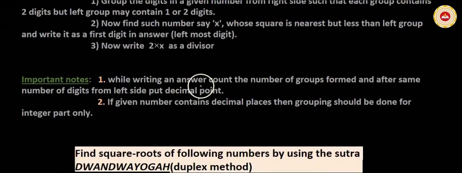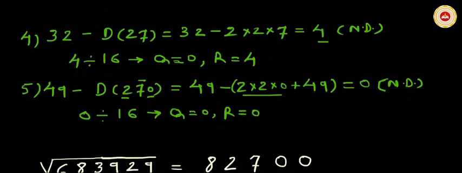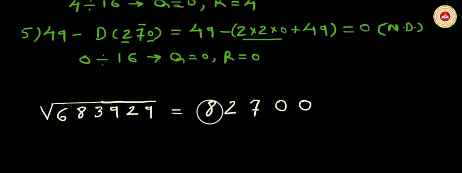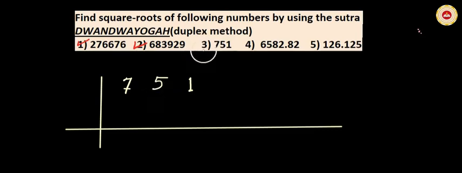See, while writing the answer, count the number of groups formed and after the same number of digits from the left side put a decimal point. See, how many groups are there? 3 groups. So let us count 3 digits from the left side and give a decimal point. 1, 2, 3. Okay, put a decimal point here. So the square root of 6,83,929 is 827. Now let us solve the third example.